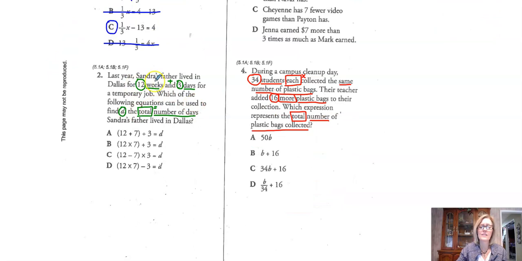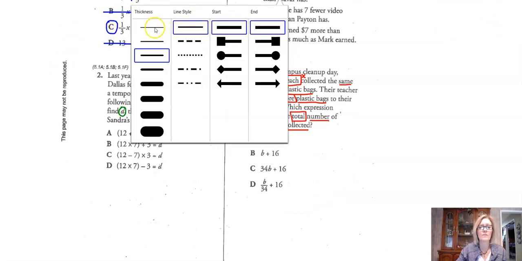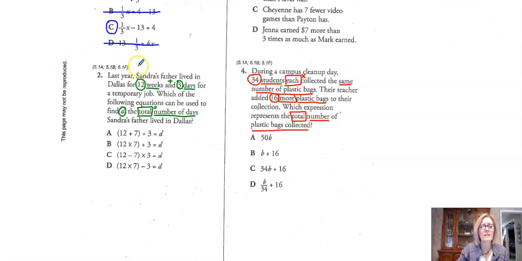All right, let's go down to number 2. I'm going to change the color of my pen. And let's read. Last year, Sandra's father lived in Dallas for 12 weeks and 3 days for a temporary job. Which of the following equations can be used to find D, the total number of days Sandra's father lived in Dallas? I've already done my cube strategy here, but let me explain through it with you.